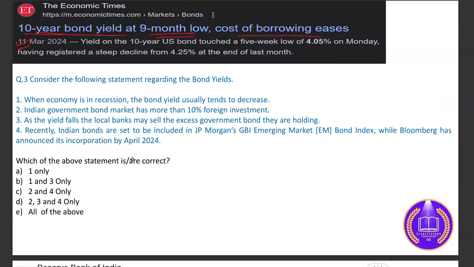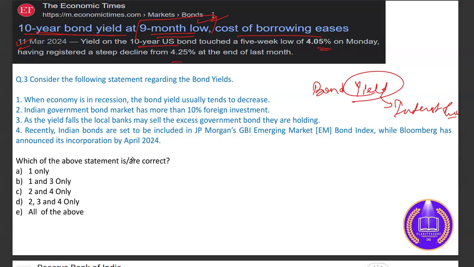So what is this news about? About the bond yield. Yield, you can say simply, is the interest rate. The rate of interest associated with Indian government bonds. We are seeing a 9-month low. It is decreasing. Yield on 10-year US bonds hit a 5-week low on Monday.